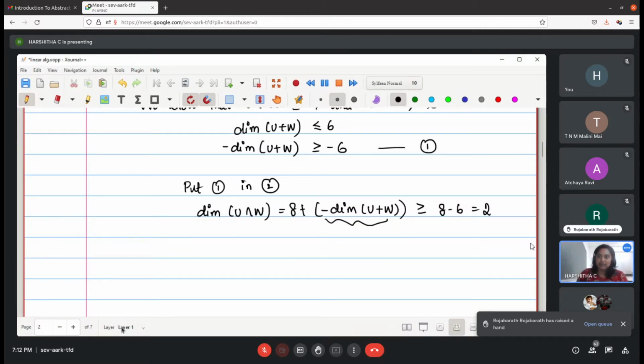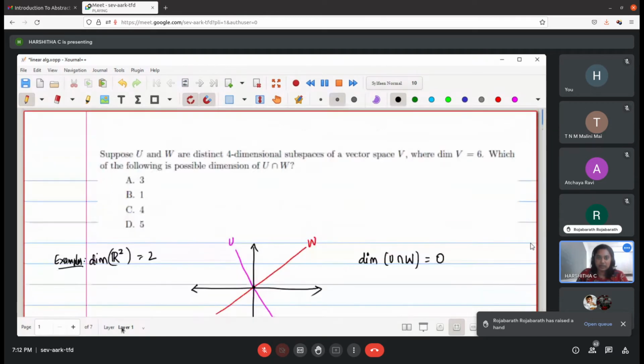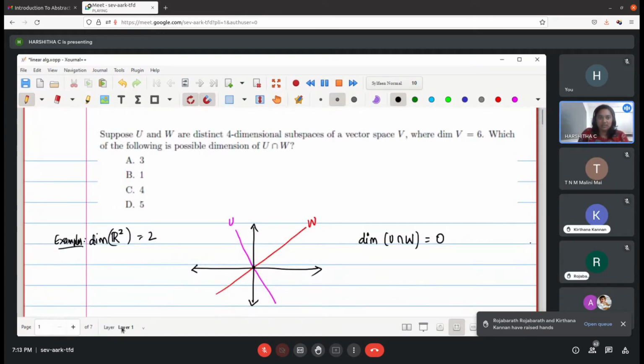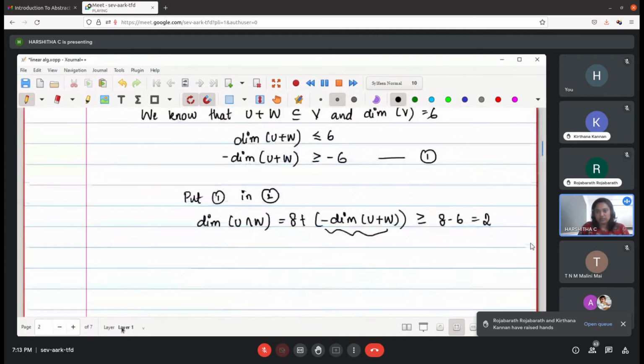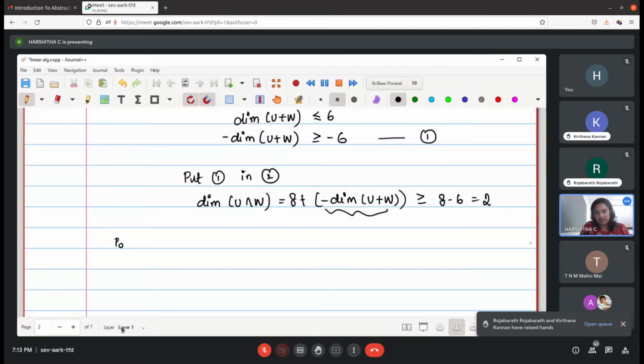That's what it says. Now let's go back to the options. So you see three numbers greater than or equal to 2 here. But let us look at the possibilities. The possible dimension for U intersection W, out of the options given, is 3 or 4 or 5.